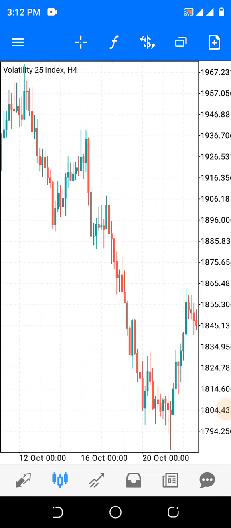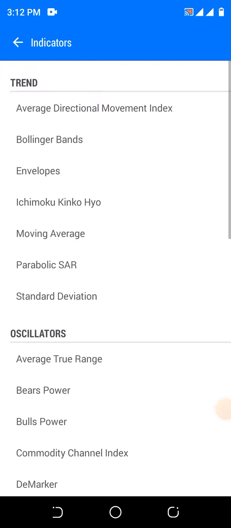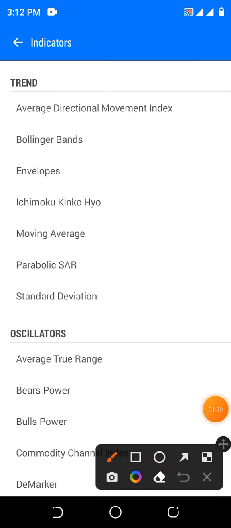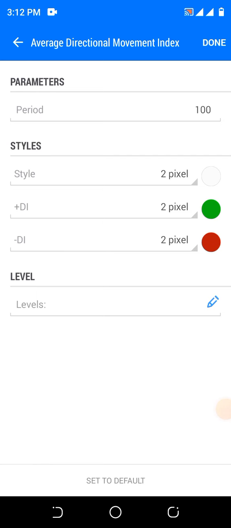Do you understand? So you click on F. Now here, this is the average directional movement index. That is the only indicator we'll be using on this strategy. So, average directional movement index. So we click on it.